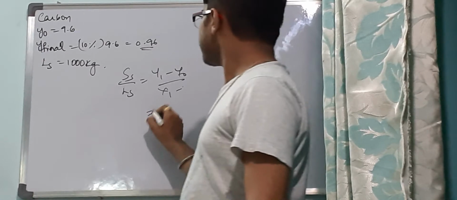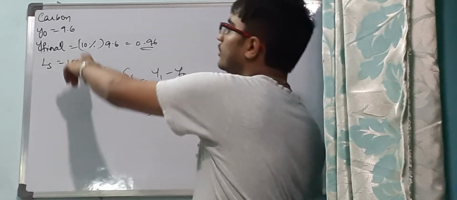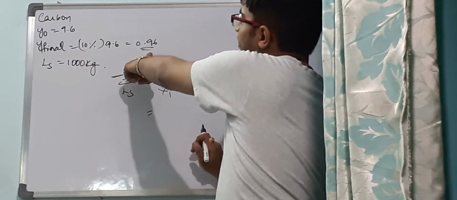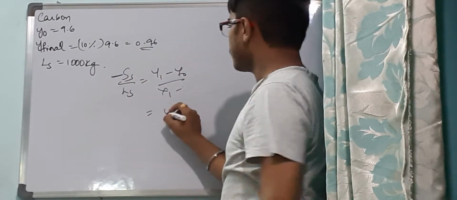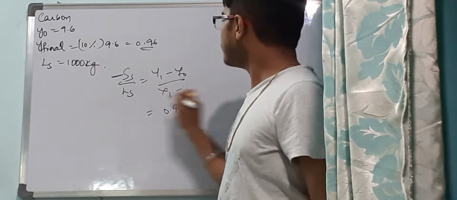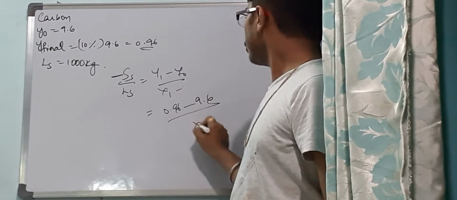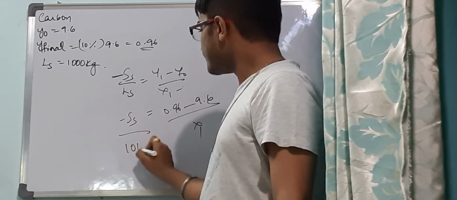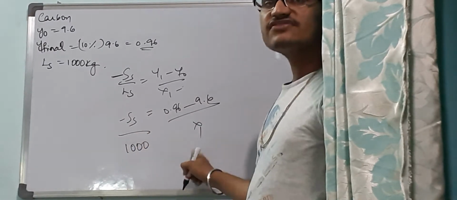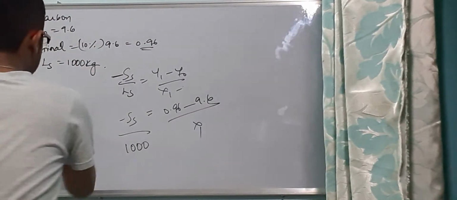Y1 is the final value, since it is only single stage, so y1 is 0.96. Minus y0, which is 9.6. Now you don't know the x1 value. Ss by Ls, with Ls being 1000 kgs. To calculate x1, you have to plot the x versus y data.